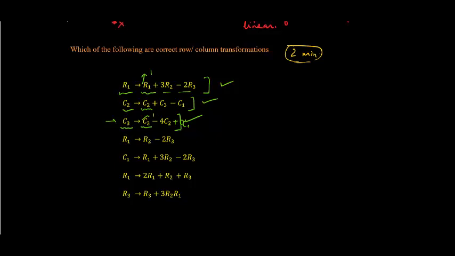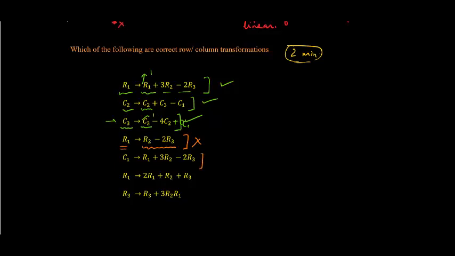And now let's move to the next one. The next transformation involves R1, but then I do not find R1 anywhere on the right side, so this becomes incorrect.